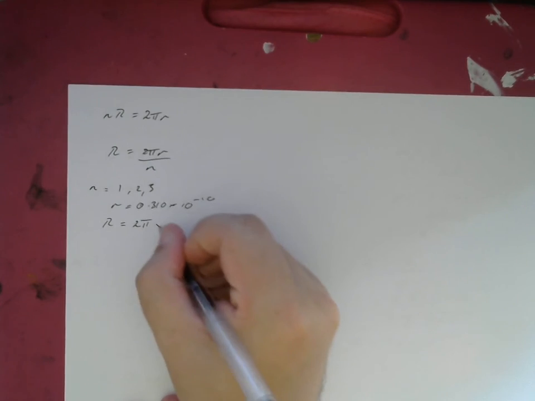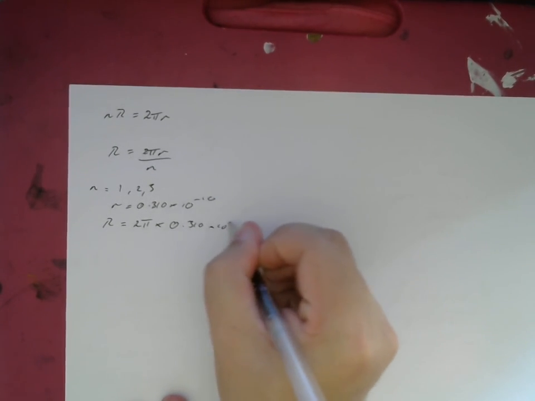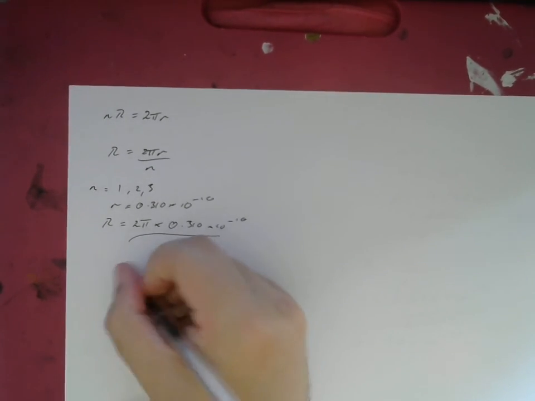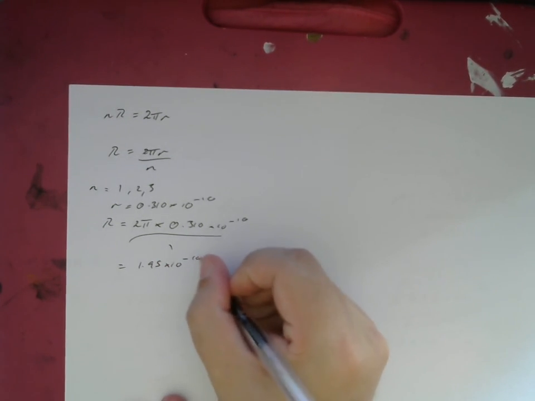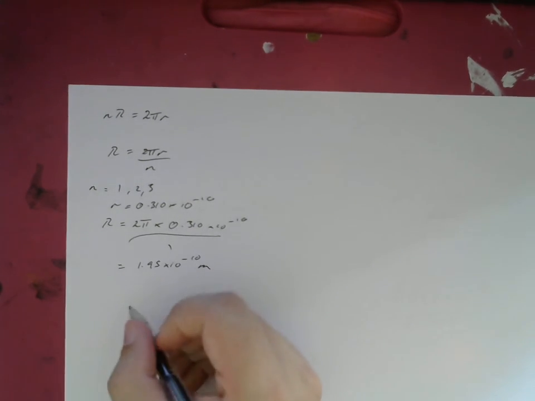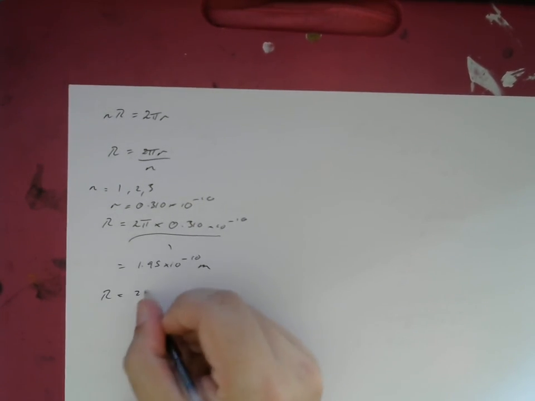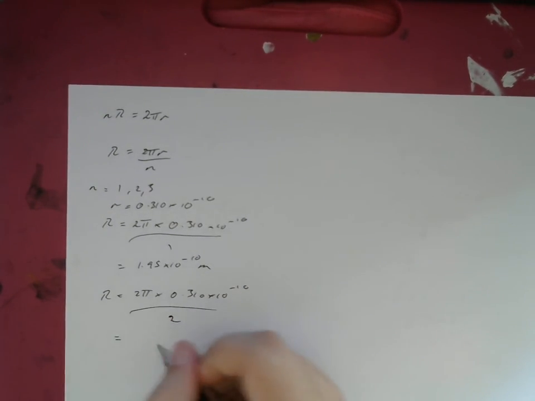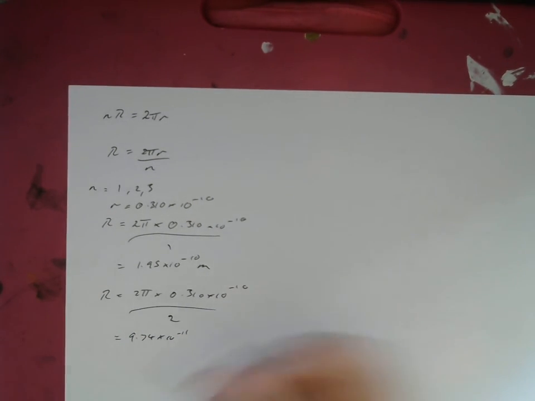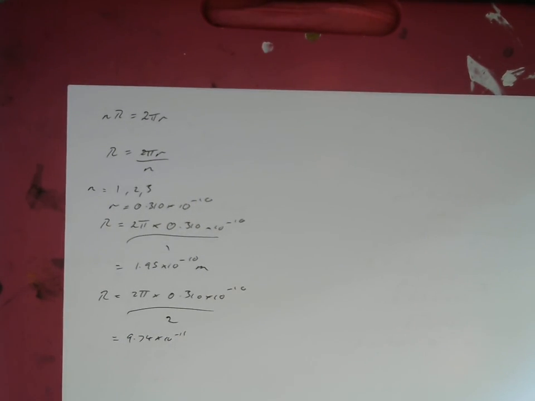So 2 pi times 0.310 times 10 to the negative 10 divided by 1 gives us an answer, which is 1.95 times 10 to the negative 10. Our next one, 2 pi times 0.310 times 10 to the negative 10 divided by 2, gives 9.74 times 10 to the negative 11, and then the last one for dividing by 3, we get 6.49 times 10 to the negative 11, but I'm pretty sure you can see how to do that.